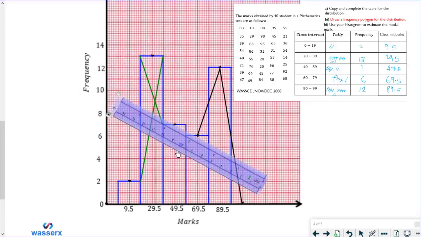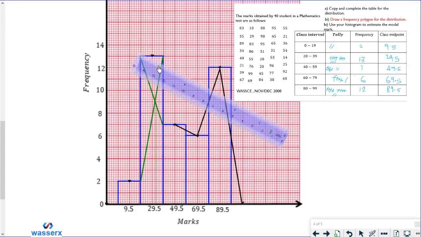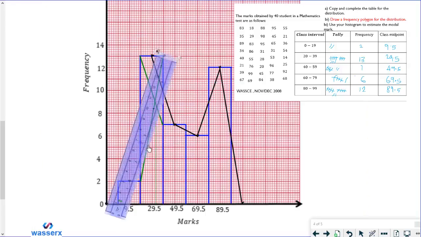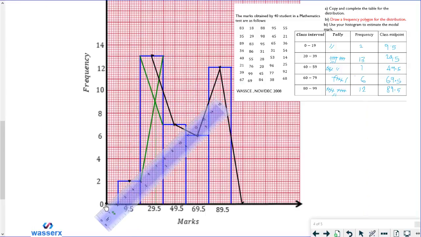You could have used the midpoints to do that. So we connect this to this. That is why it is called a polygon. We connect them using straight edges. So this will connect to this, then this will connect to this.